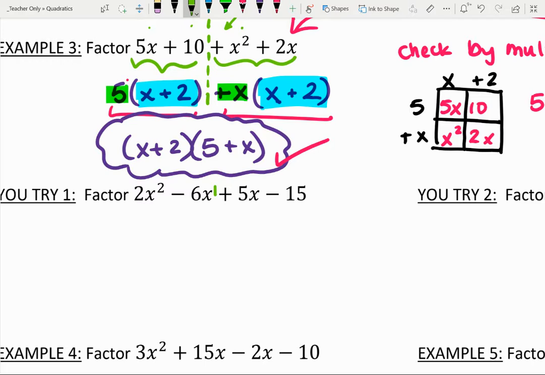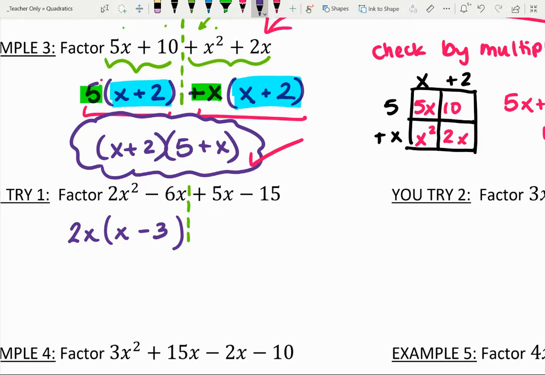And again, our first step is to kind of break this in half and look for the greatest common factor of that first pair, 2x squared minus 6x. So our greatest common factor here is 2x, because 2 goes into both 2 and negative 6, and x goes into both x squared and x. And again, our remainder is what we would need to multiply by to get back to that original. So 2x times x makes 2x squared, and 2x times negative 3 would give us that negative 6x.